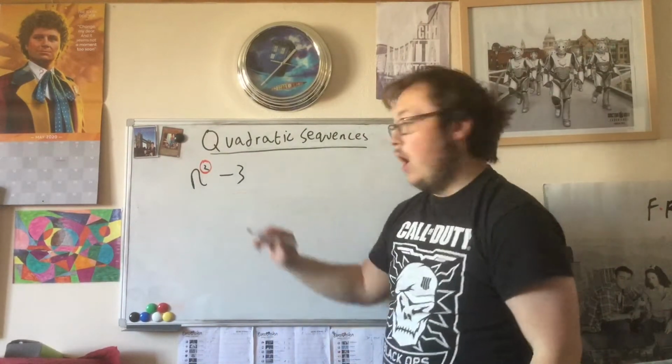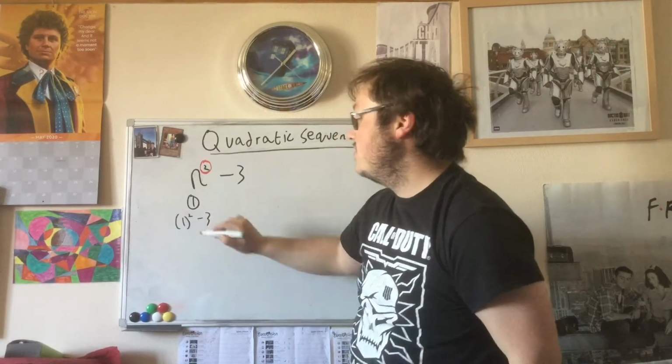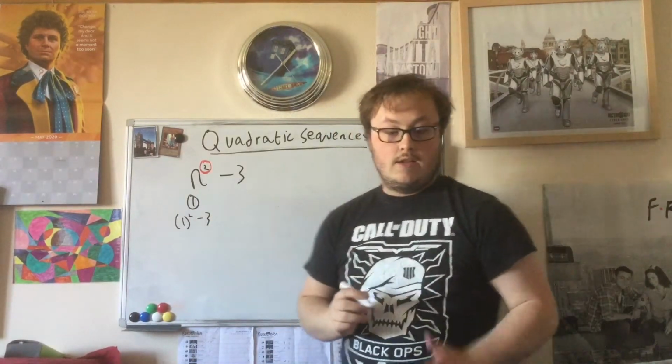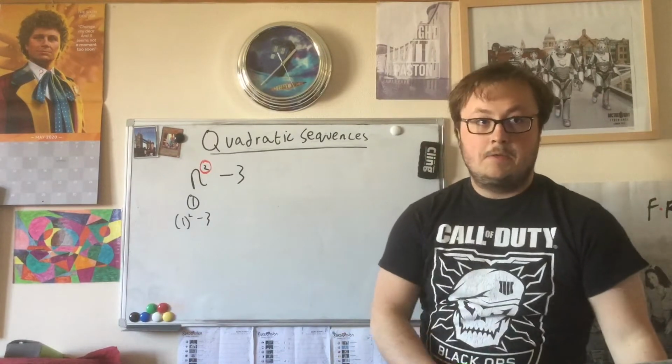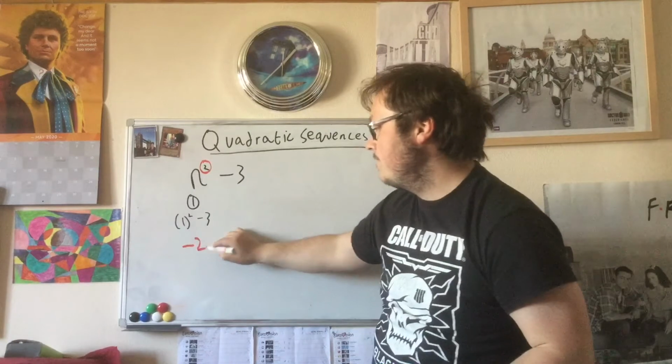So for term 1, you do 1 squared minus 3. Okay, so 1 squared minus 3, so 1 times 1 squared is 1, minus 3 will get us negative 2.